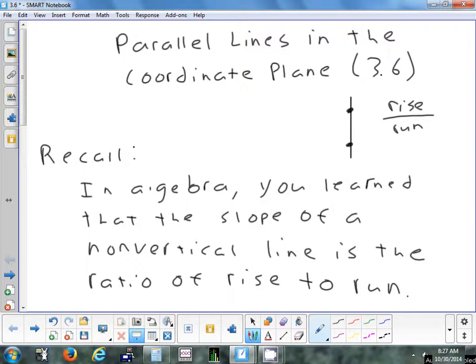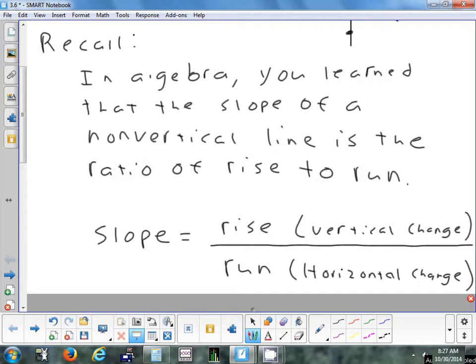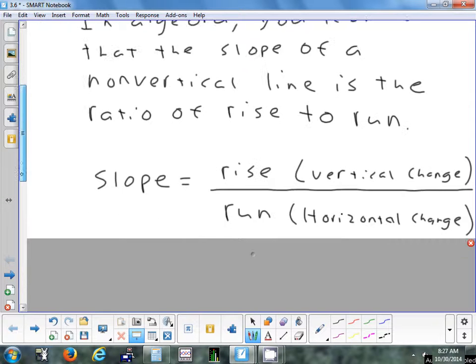So a vertical line is kind of a special case. Anybody remember what we call the slope of a vertical line? Yeah? It's undefined. Okay, but for any line other than vertical, the slope is a number. So rise basically is the vertical change between two points. And run, that's the horizontal change between two points.